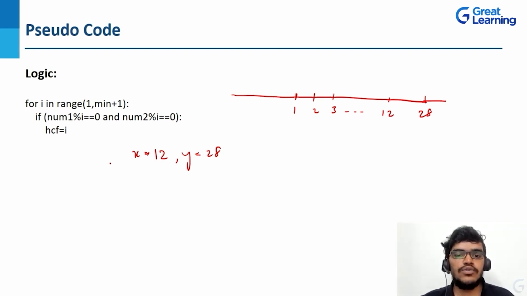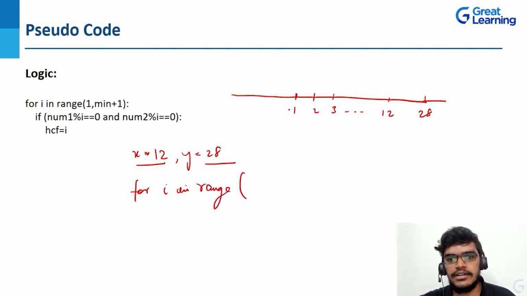Now after taking the two values x and y, what will I do here? We have to build the logic. For building the logic, I will use a for loop. So I will write for i in range. Now range will start from 1, right? This is my number line, so it will start from 1.